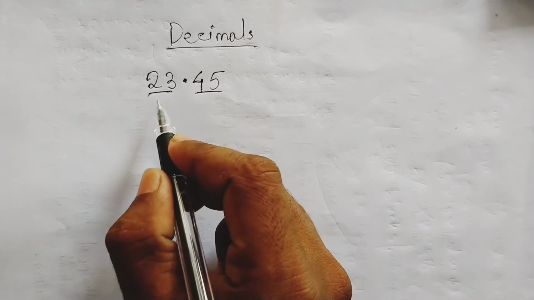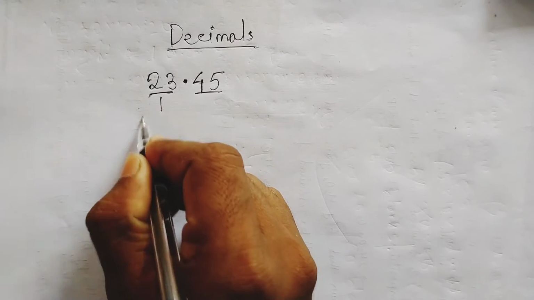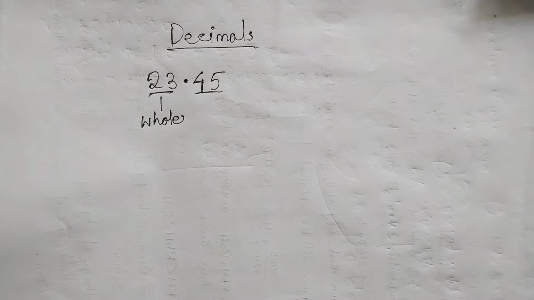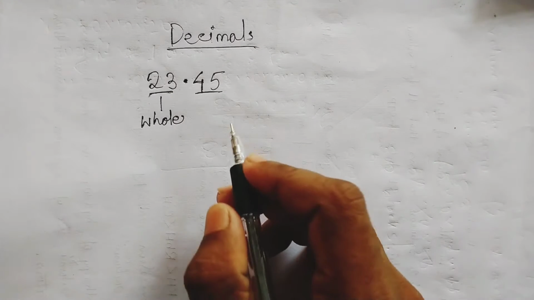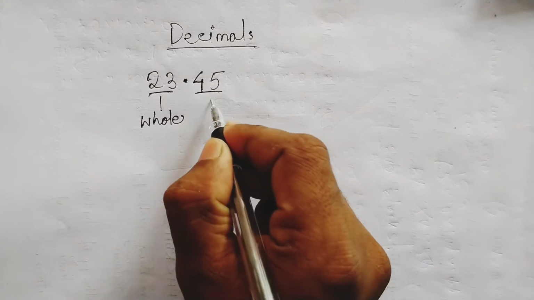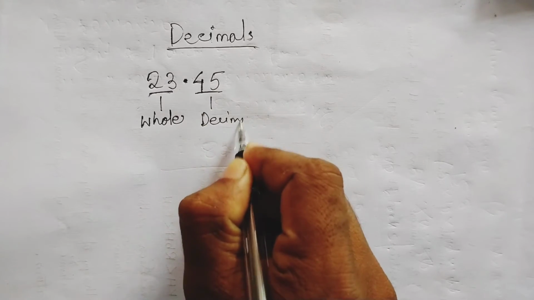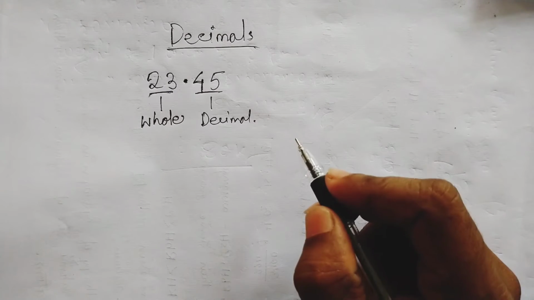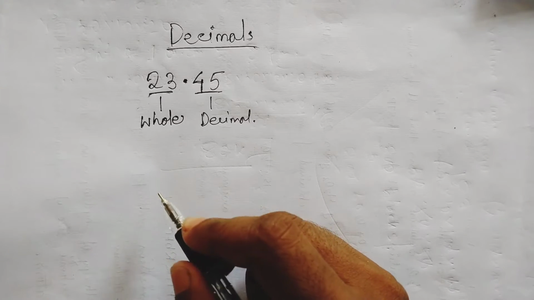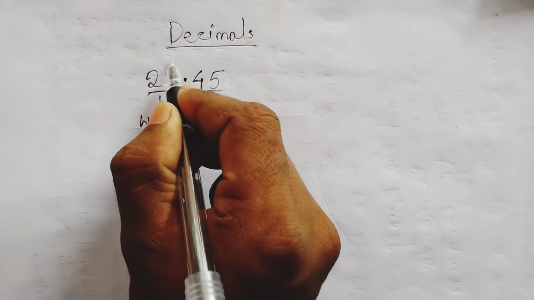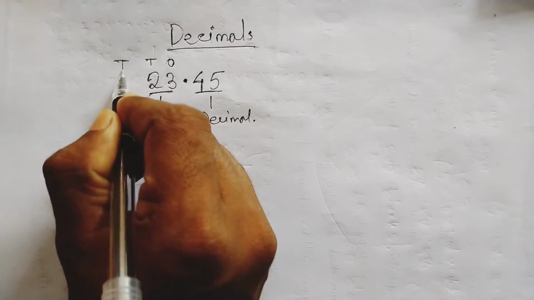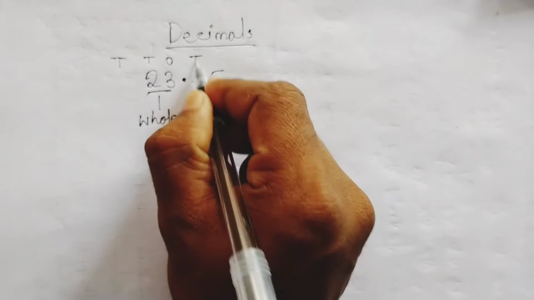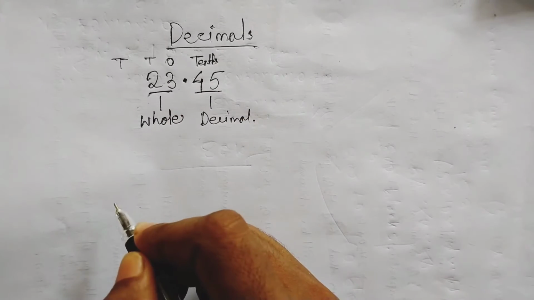The number to the left of the decimal point is called the whole number. So 23 is a whole number. And the digits to the right of the decimal point are called the decimal part. Understood? Just like the places to the left of the decimal point in the place value table are called ones, tens, hundreds, the places to the right are called tenths.